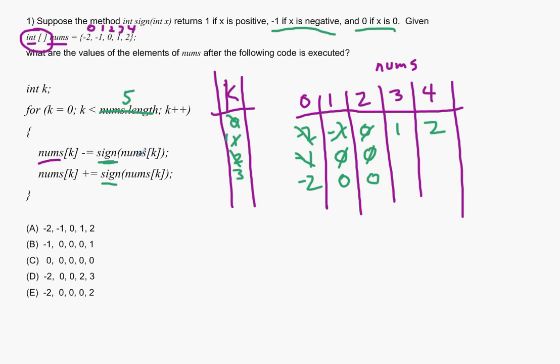So let's see. Num sub 3 is going to be equal to the value of 1. That's positive. Okay. So I'm going to subtract. That brings back a positive 1. So 1 minus 1 is going to get me 0. When I send 0 to the sign, that returns a 0. So 0 plus 0 is going to be equal to 0. Finally, k is going to be equal to 4.